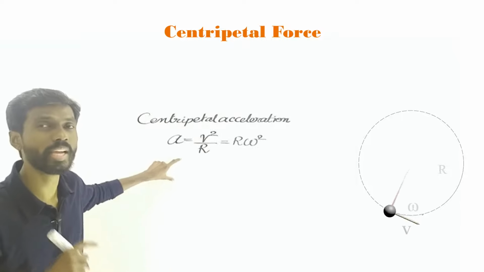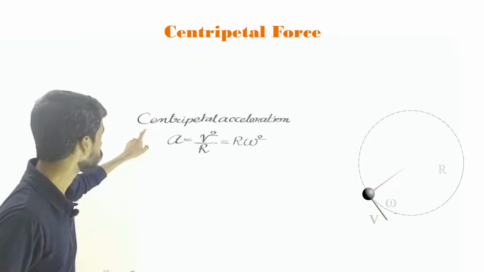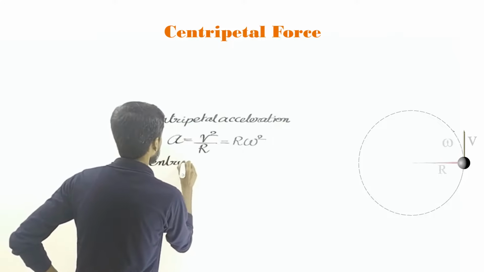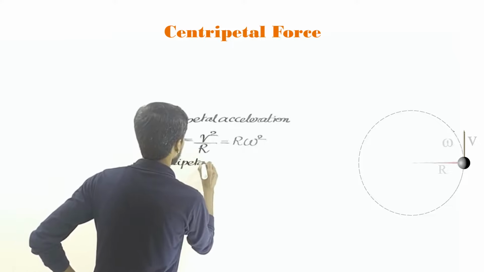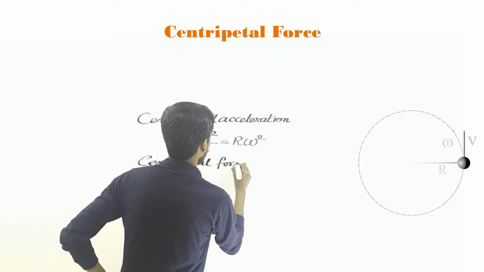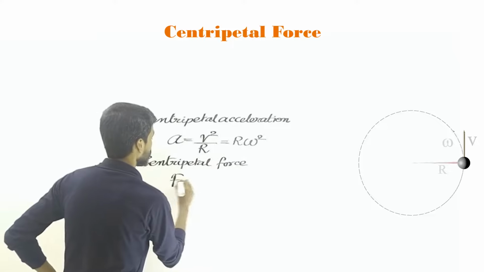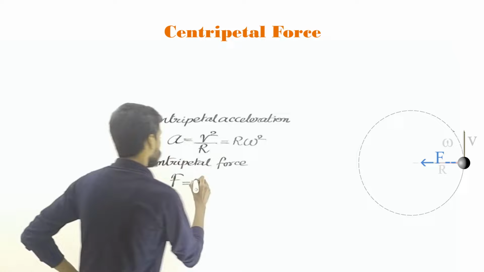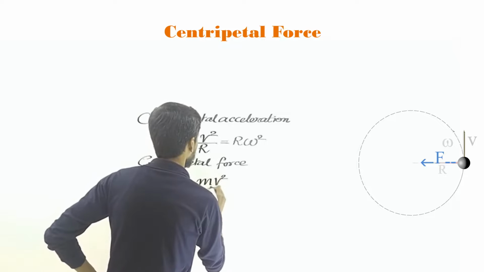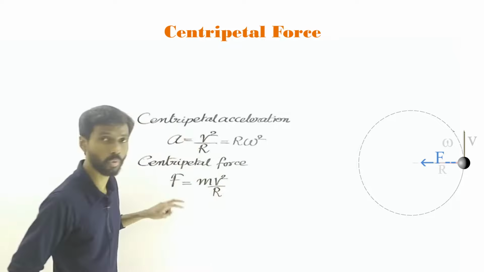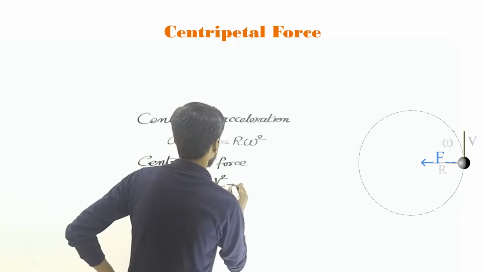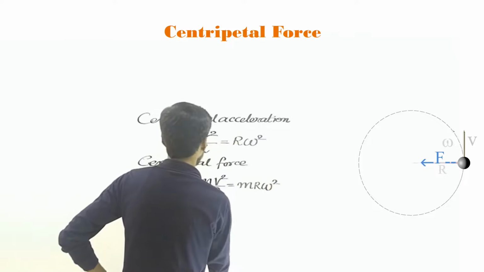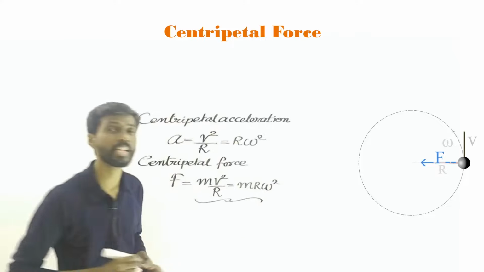Okay, when you know the acceleration, we can find the force. So centripetal acceleration, we know. So now we have the formula for centripetal force. The centripetal force is simply mass times the acceleration. So acceleration is already known, multiplied by the mass. So m v square divided by r. So that is the force, right? Centripetal force. Or if you use this formula, it is m r omega square. So that's all. So that is the formula for centripetal force.